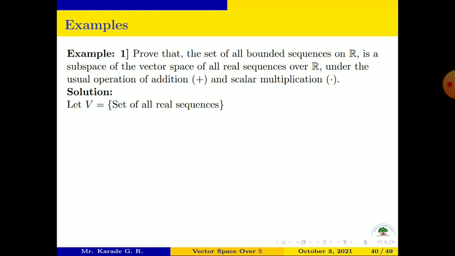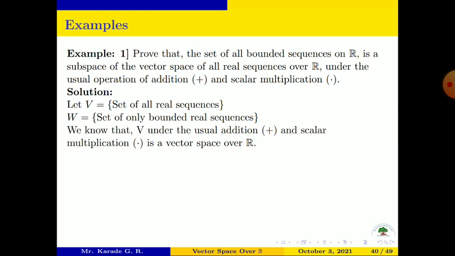Let V be the set of all real sequences and W be the set of only bounded real sequences. We know that V under the usual addition and scalar multiplication is a vector space over R. We want to prove that W is a subspace of V. Now we show that W is a subspace of V. First of all, we show that W is a non-empty subset of V.